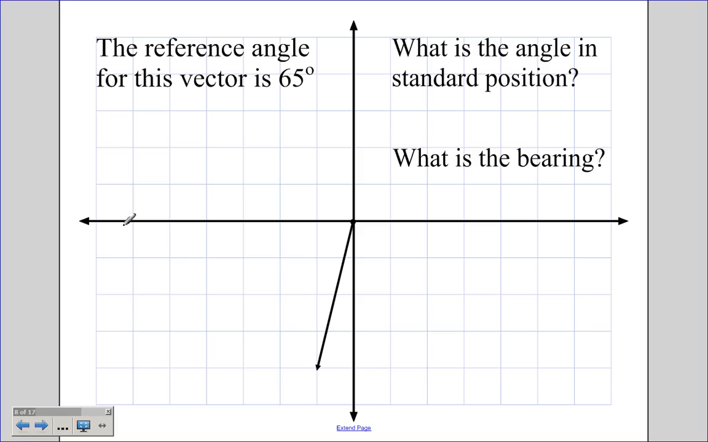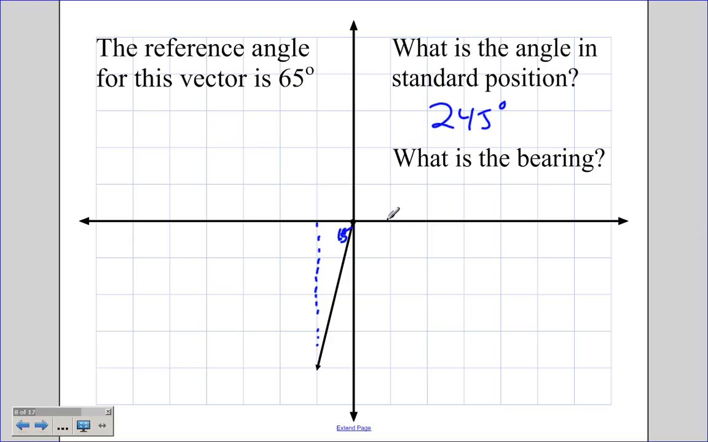So the reference angle for this vector is 65 degrees. Remember, reference angle is always the angle made between the terminal side and the horizontal axis. So if this is 65 degrees, what is this angle in standard position? Well, standard position starts here. That would be 90, 180. 180 plus 65 would be 245.